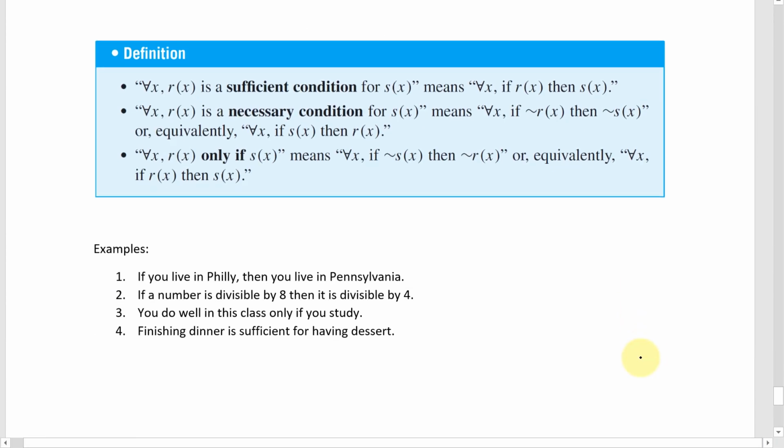One last thing is to translate back and forth between different variations on how we can write a conditional. We can use the words sufficient condition, necessary condition, and only if, and I think I'll do some examples here.